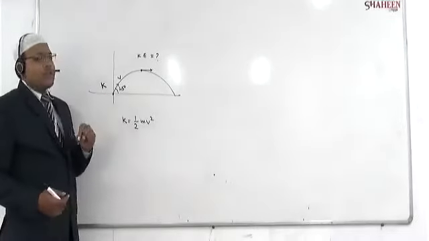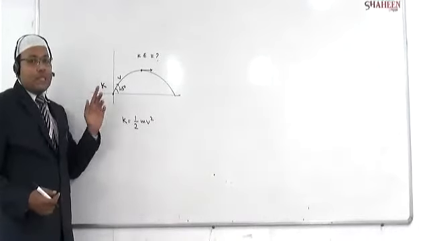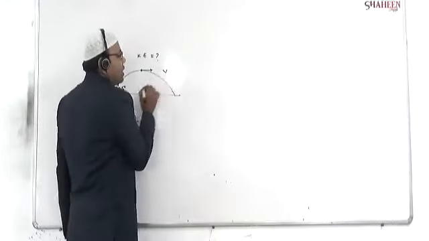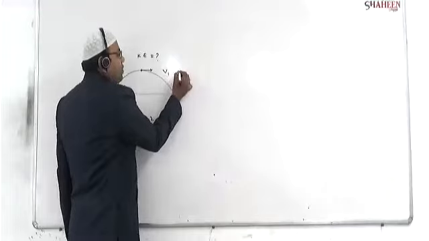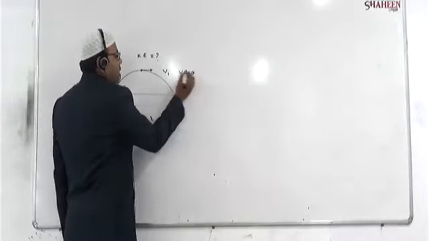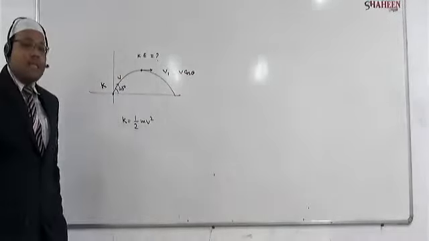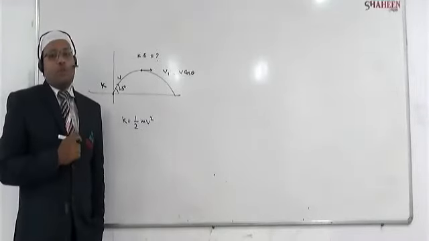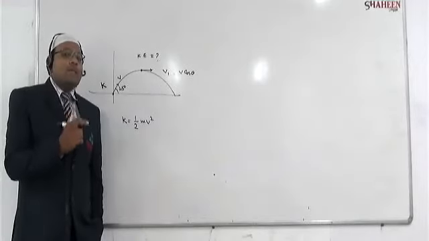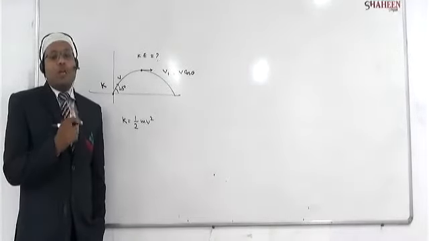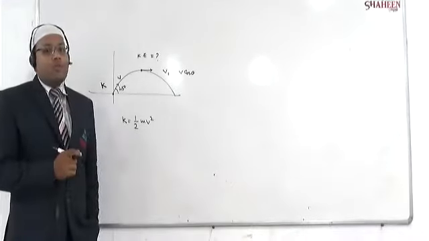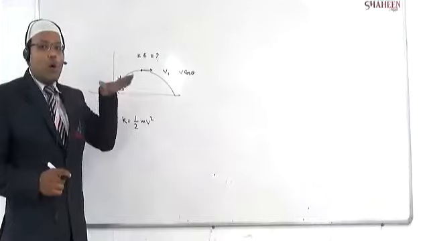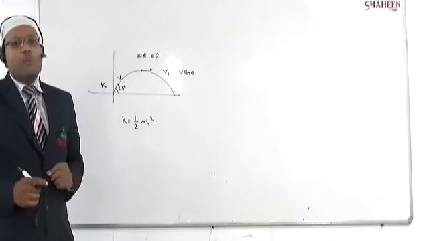Now, what is the velocity at the topmost point? What is the velocity at the highest point of the projectile? At the highest point of the projectile, the velocity v1 will be equal to just v cos theta. v cos theta is the velocity at the highest point in projectile motion. This is the velocity possessed by the projectile at the highest point. So here we write v cos theta, because only the horizontal component will be there, the vertical component will become 0.